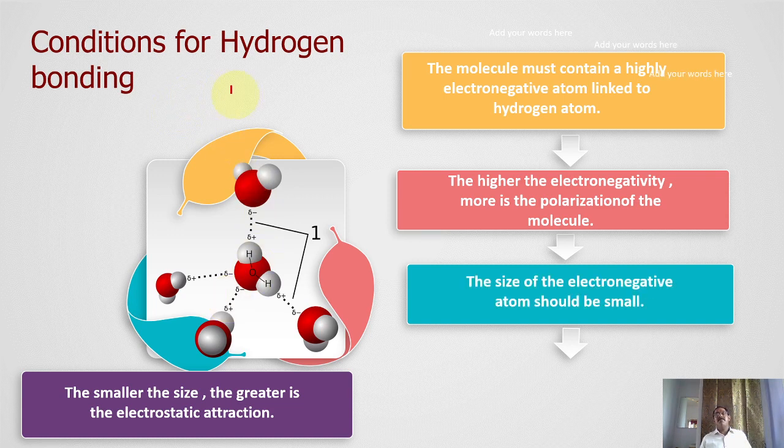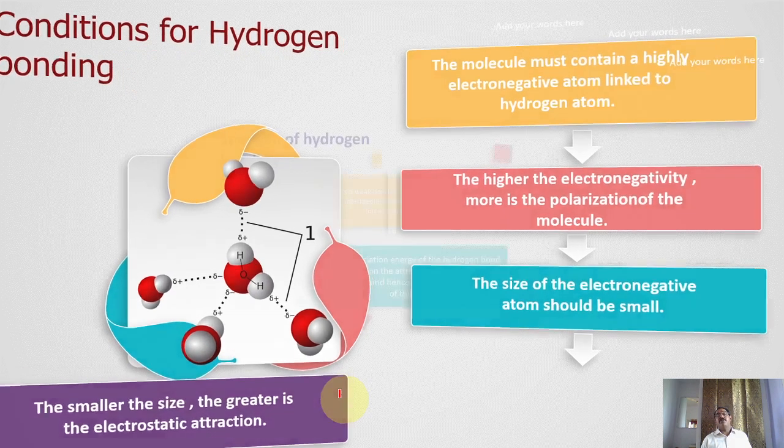Again, this we have discussed, but I have given words. The molecule must contain a highly electronegative atom linked to a hydrogen atom. The higher the electronegativity, the more is the polarization, like F and H. The size of the electronegative atom should be small, so that the attraction will be more. The smaller the size, the greater is the electrostatic attraction.